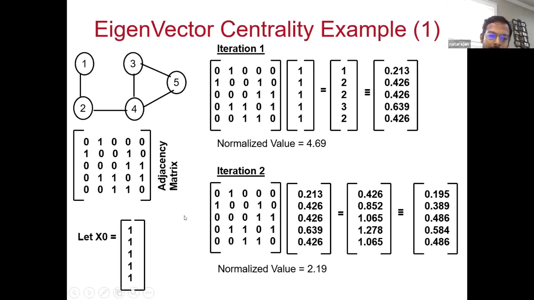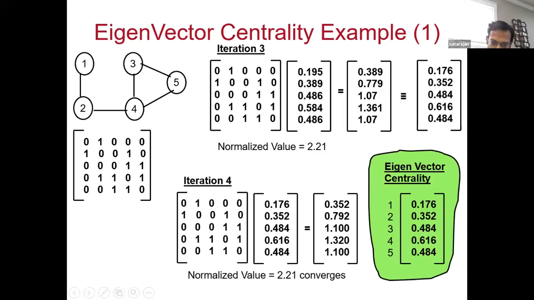So for the next iteration, we'll again start with the adjacency matrix. Now, instead of that unit vector, we will work with this final vector that we got at the end of the previous iteration. And again, we do this multiplication, and we now get a product vector. We again compute the normalized value for this product vector by computing the square root of the sum of the squares of the entries here. And then divide each entry here again by this normalized value, which is 2.19 now. And we get this vector.